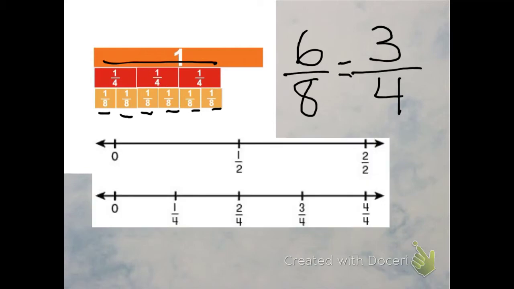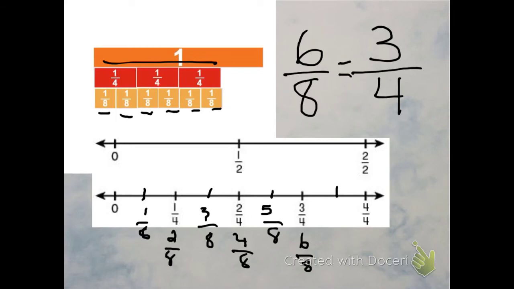My number line here is divided up into fourths. What if I divided them up into 8 equal pieces? That just means I would put a line in between each fourth, and now I have 8 equal pieces. This would be 1/8. This would be 2/8, 3/8, 4/8, 5/8, 6/8, 7/8, and then this would be 8/8, but we know that 8/8 and 4/4 really just equal 1.